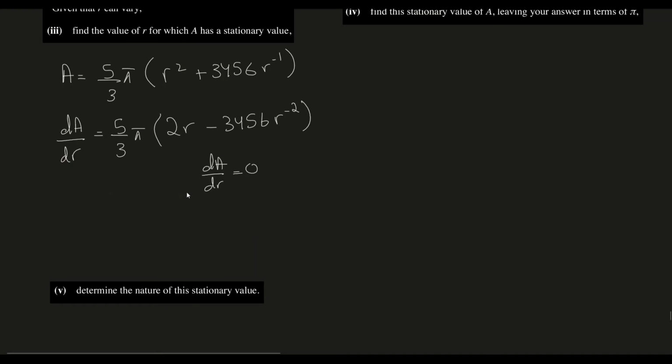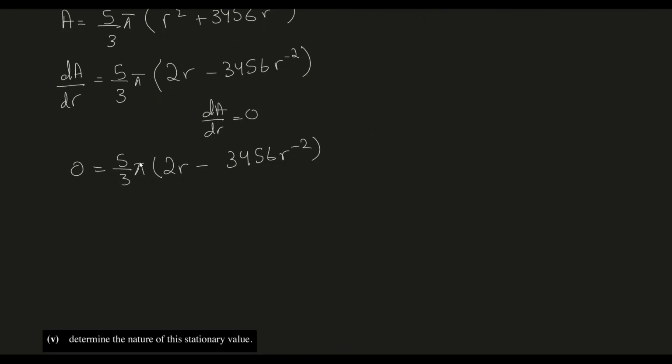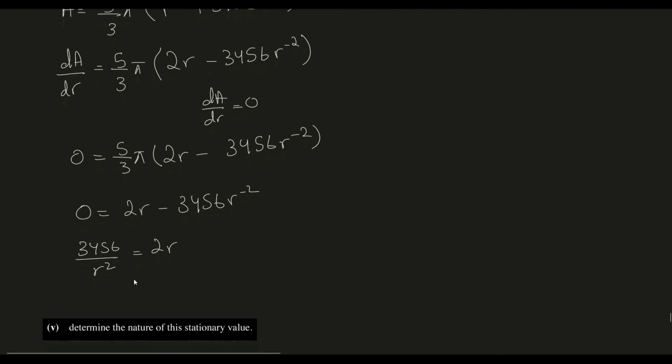So let's find out the stationary value. So 0 equals 5 over 3 pi times (2r minus 3456 r minus 2). Okay, so I will bring this coefficient to the opposite side, it will multiply with 0 and become 0. So we will be left with just this bracket. So 2r minus 3456 r minus 2. I will take this on the opposite side, and we will have 3456 over r square equals 2r. I will take r square on the opposite side, it will multiply with r and bring 2 to the bottom in the denominator.